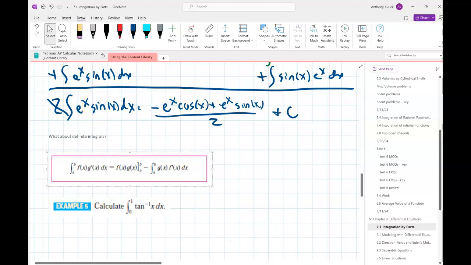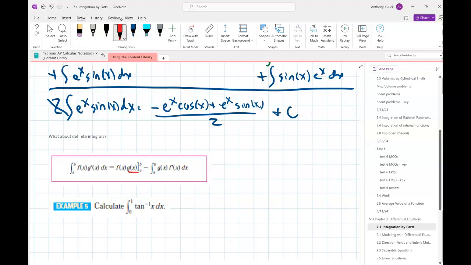Let's do this as an example. The dv doesn't get used in the answer, does it? It's just uv and the integral of v du. Yeah, we need the dv to get the v right from the start, but it's not part of the formula. Right, we have g of x is our v, and g prime is our dv.